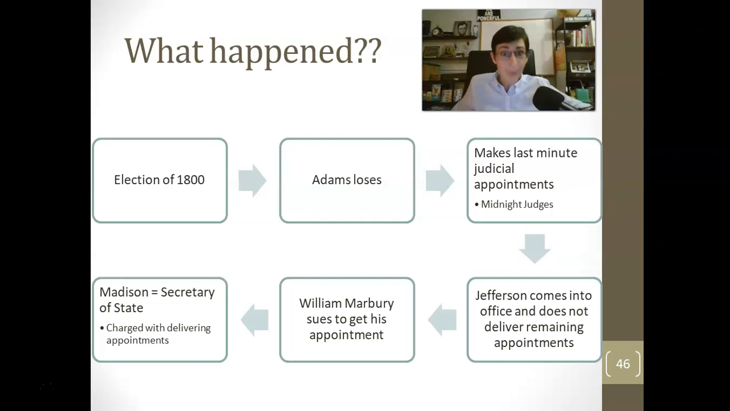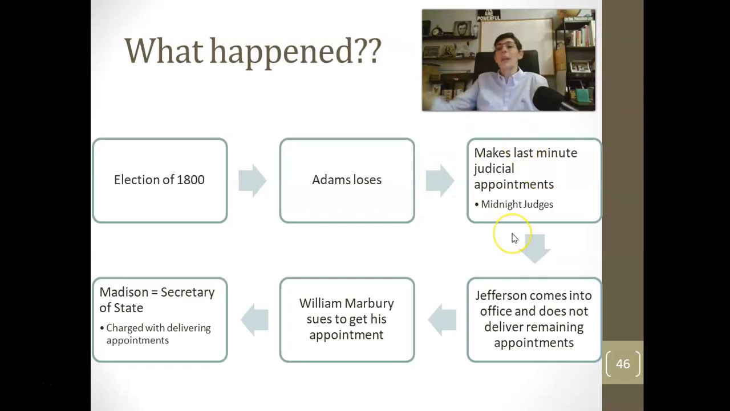So what does he do? A few hours before he's set to leave office, he makes these last-minute judicial appointments. These are known as midnight judges, okay? The midnight judges were known as that because they were signed in at the last minute, many in the wee hours of the morning. Literally, Adams was signing appointments as he's vacating the Oval Office, right?